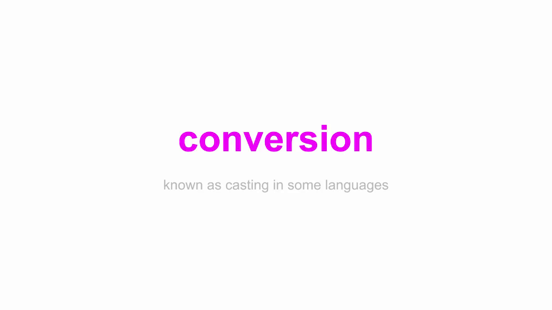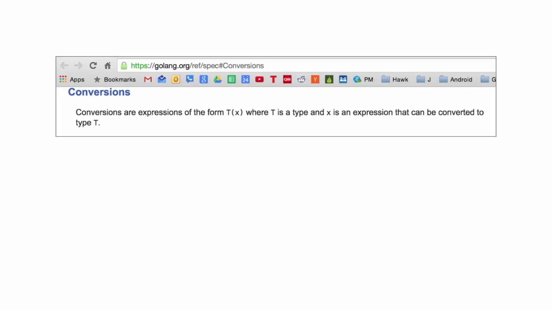So the next deal is conversions. We've already seen quite a bit of conversion, known as casting in some languages. Conversions are expressions of the form T(x), where T is a type and x is an expression that can be converted to type T. A variable could be an expression, an int could be an expression, a float could be an expression. We have some expression or variable, and then we just say, try to convert this to T. So that's what a conversion is.